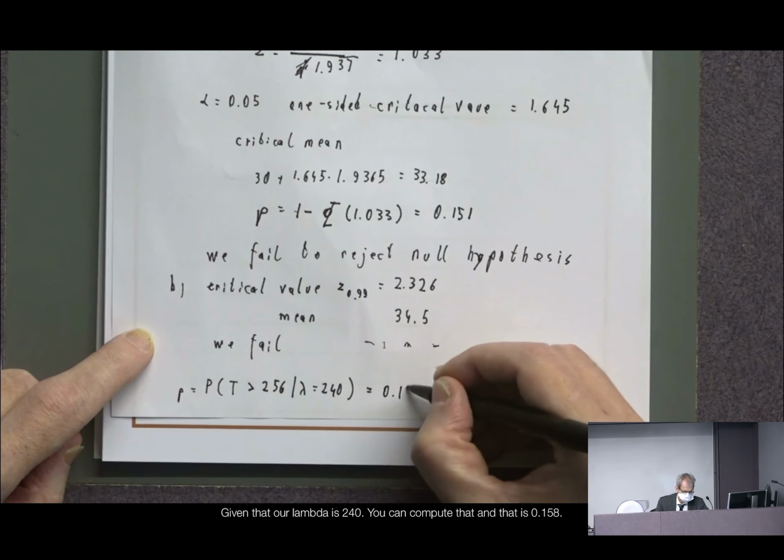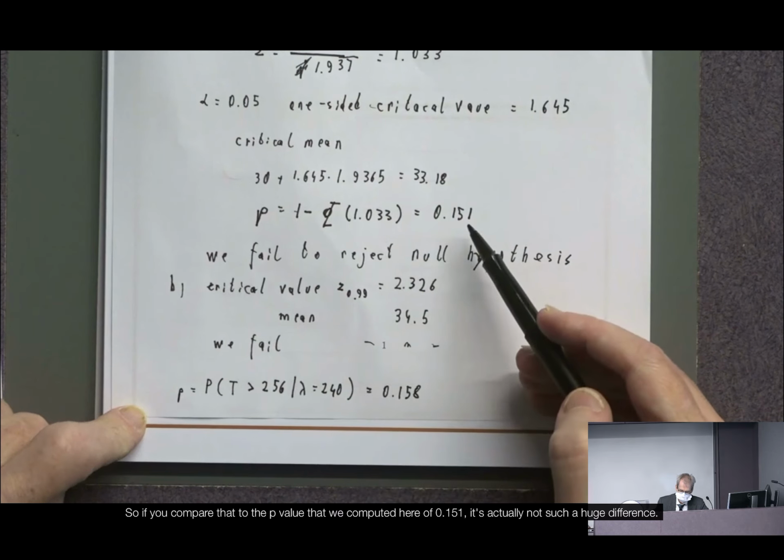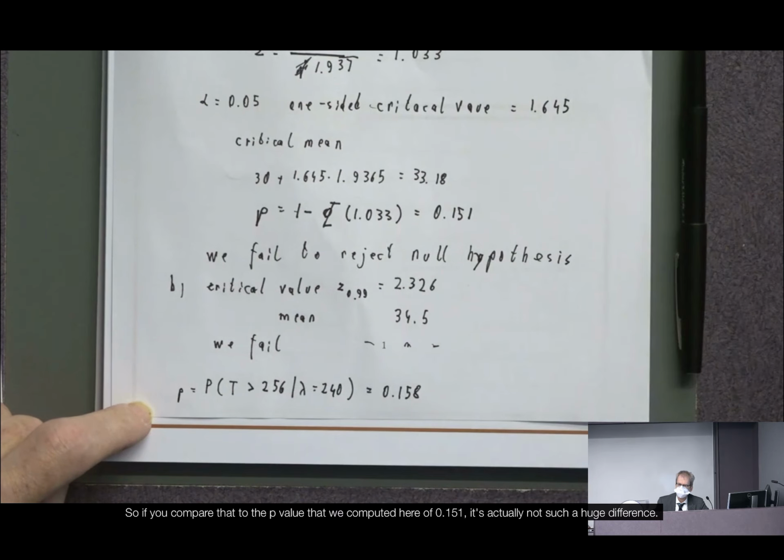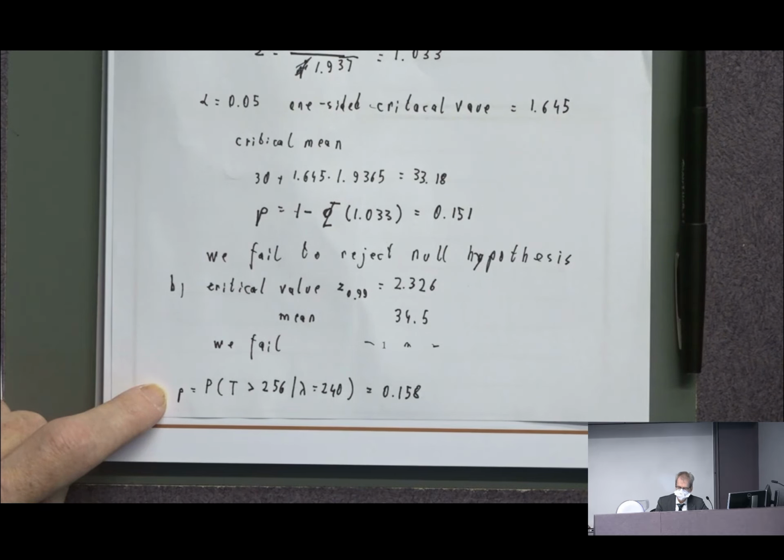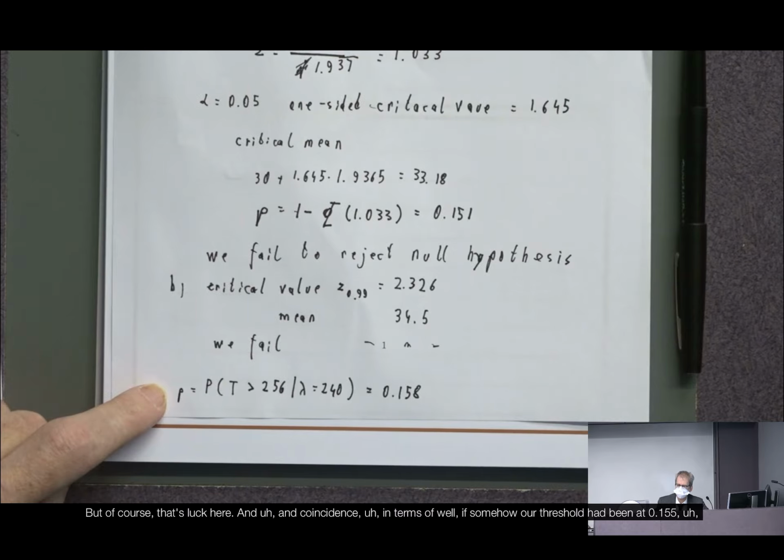You can compute that, and that is 0.158. If you compare that to the p-value that we computed here of 0.151, it's actually not such a huge difference. The conclusion that we cannot reject the null hypothesis would be the same in both cases, but of course that's luck here and coincidence.